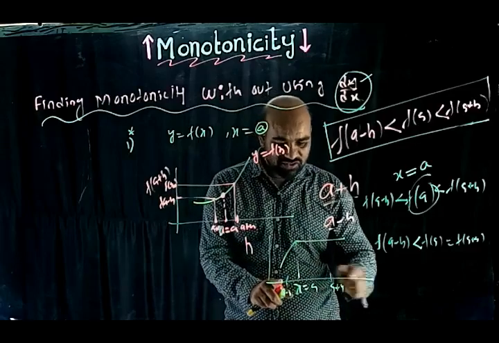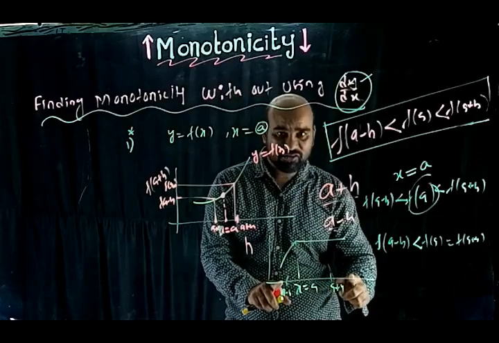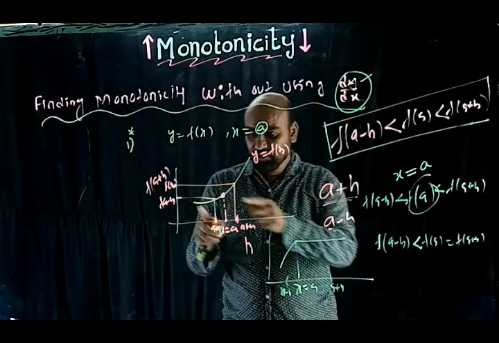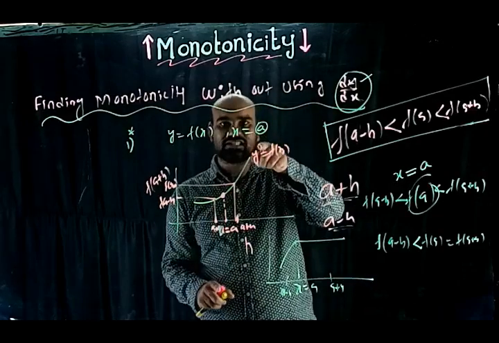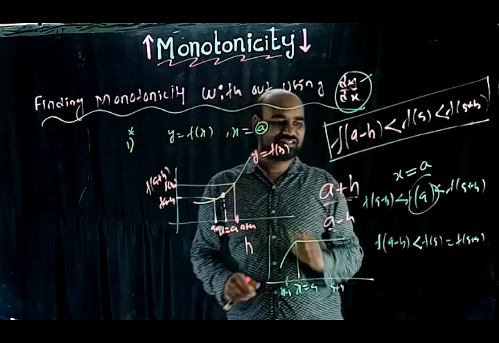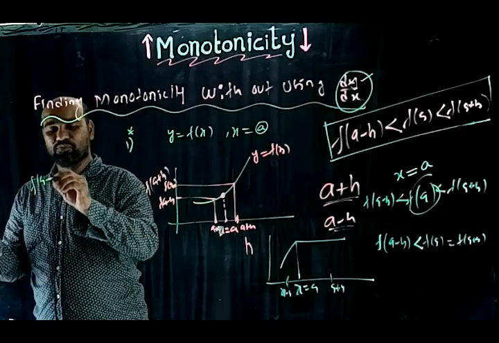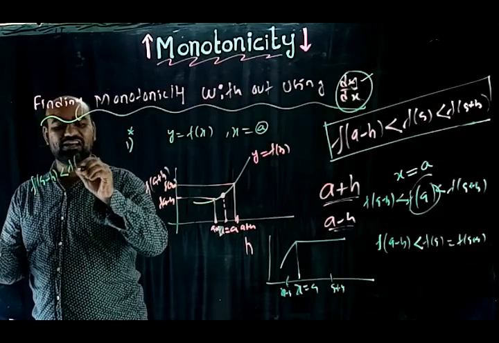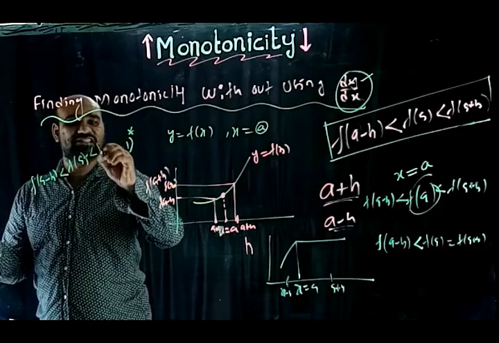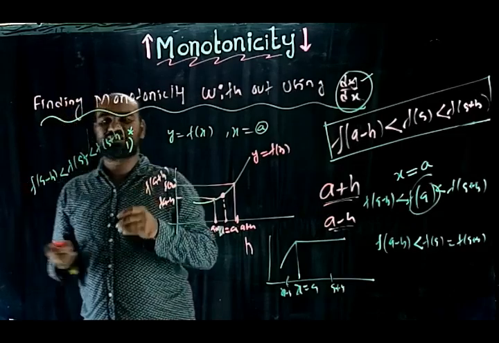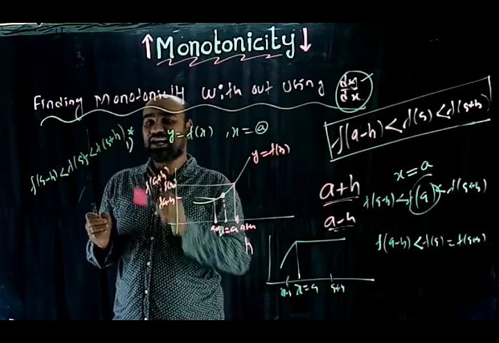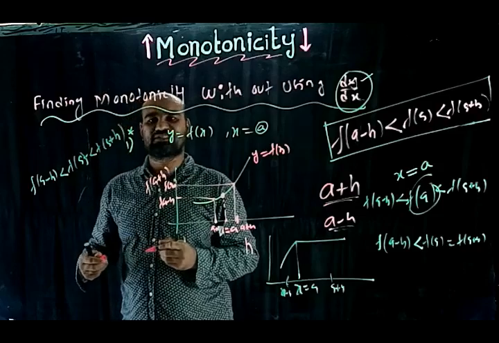Here to here, you can say the function is increasing. Here to here, you can say that the function is increasing. Yet here to here, you can say the function is strictly increasing. Strictly increasing, increasing. What does that mean? f of a minus h is less than f of a is less than f of a plus h. Then you can conclude that at x equal to a, the function is strictly increasing.